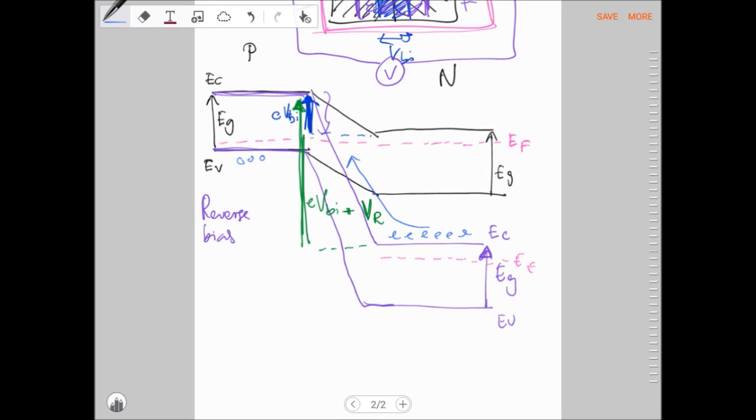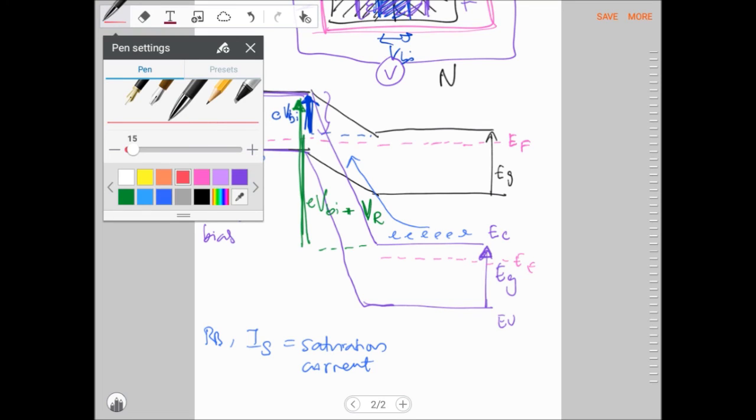However, there is some diffusion, but very little in reverse bias. However, there will be some drift current. Remember, in reverse bias you have IS in the diode equation. IS is the saturation current. So this saturation current is actually due to the drift current inside the PN junction. So how does this work?